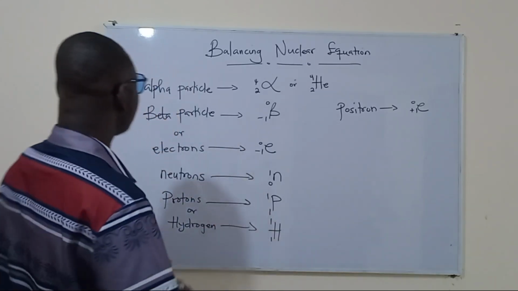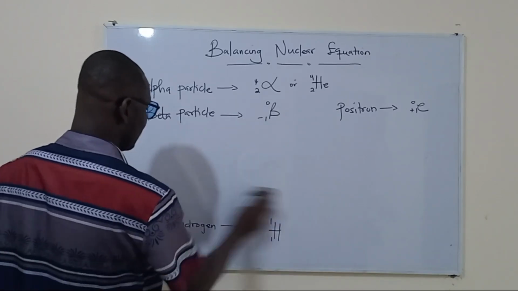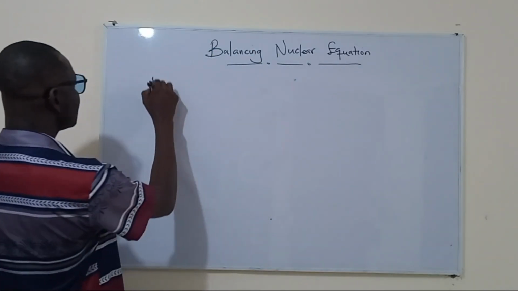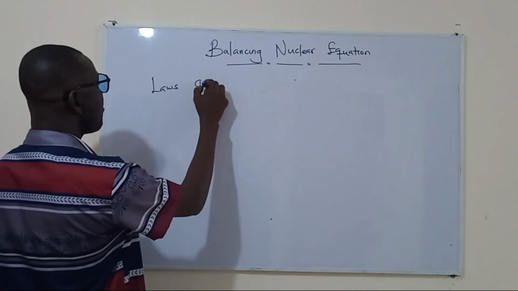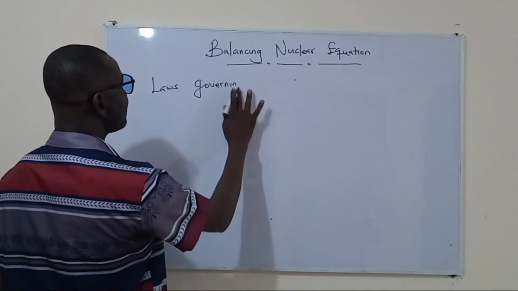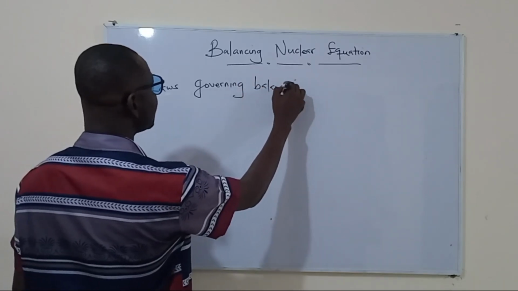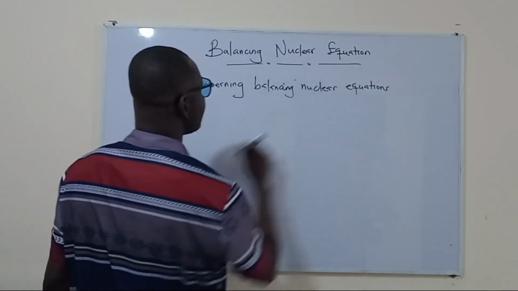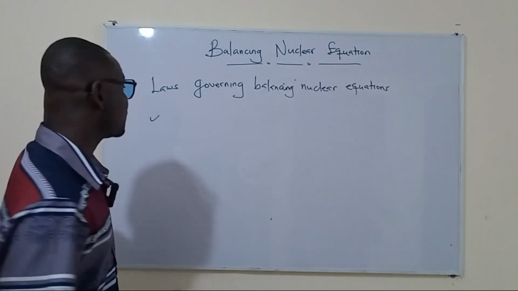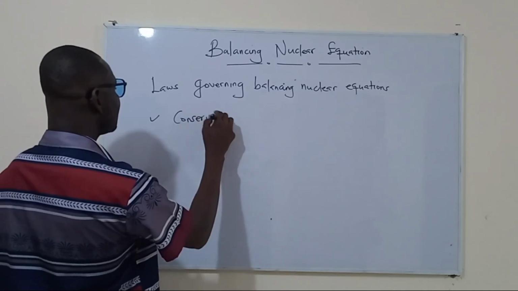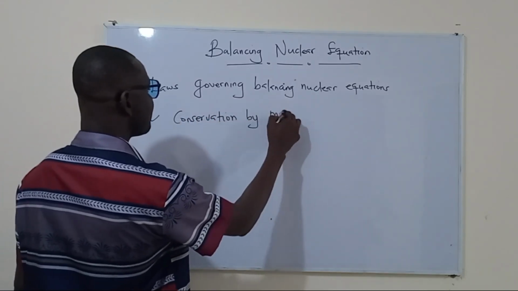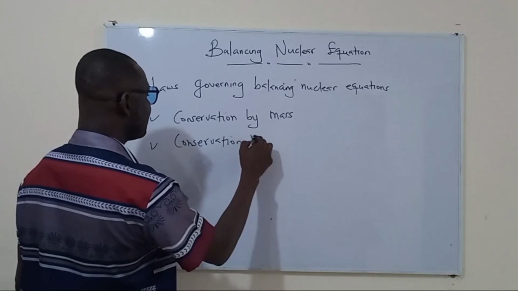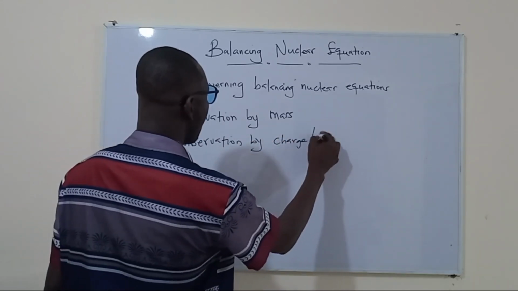We have what we call the laws governing balancing nuclear equations. One of those laws is the conservation of mass, and the next one is the conservation of charge or atomic number.